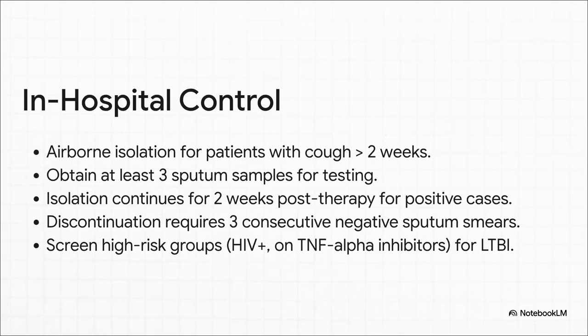And inside a hospital, the rules are even stricter, as they should be. Any patient with a suspicious cough gets put into airborne isolation immediately. You get aggressive testing with multiple sputum samples, and a patient stays in isolation until they've been on therapy for a while and have had multiple negative tests to prove they're no longer infectious. It's a very clear, evidence-based protocol to protect everyone else.